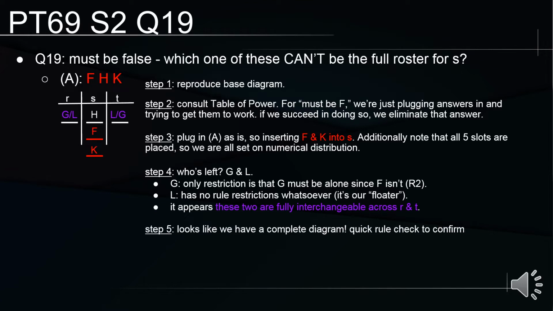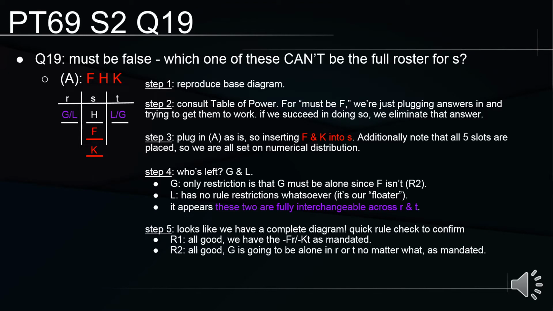So step 5, it looks like we now have a complete diagram. So what we need to do now is to do a quick rule check to confirm that it does in fact work. So rule number 1, we're all good here. We are in the F is not in R, so K is not in T, as rule 1 mandates. We do have that, so that works out. Rule number 2, we're also all good on. G is going to be alone in R or T no matter what we do. So that is, of course, what rule 2 mandates. Since F isn't alone, G has to be alone at some point, but G is, of course, going to be alone. So we're all good there.